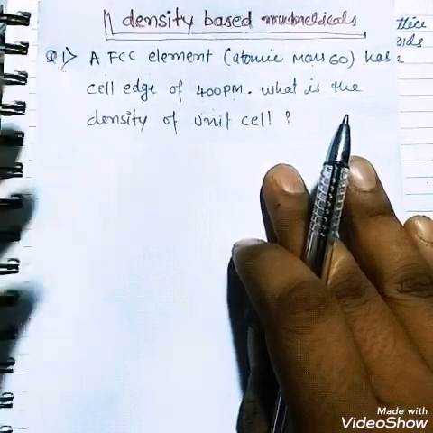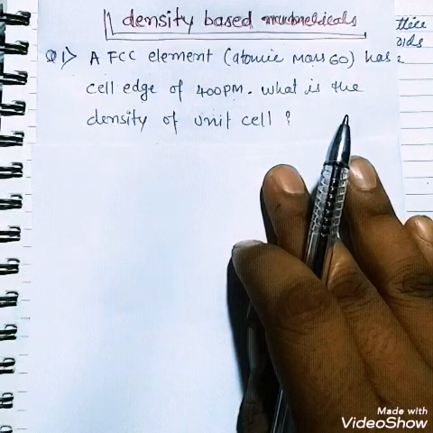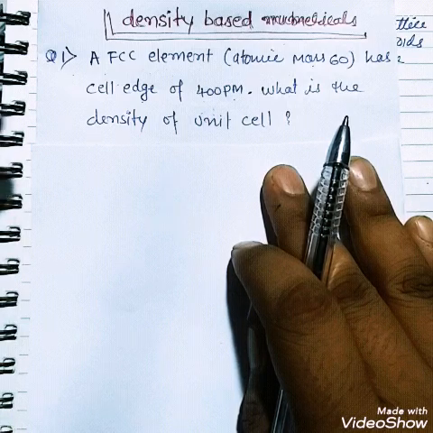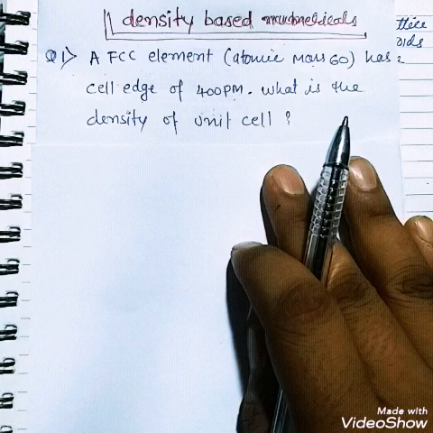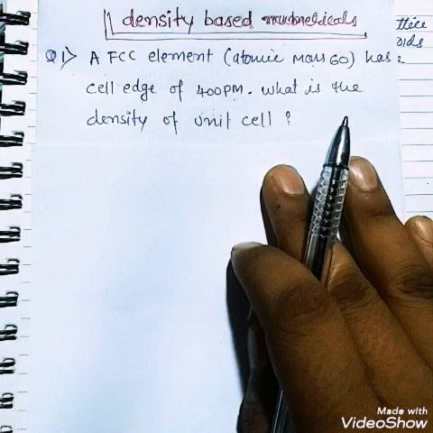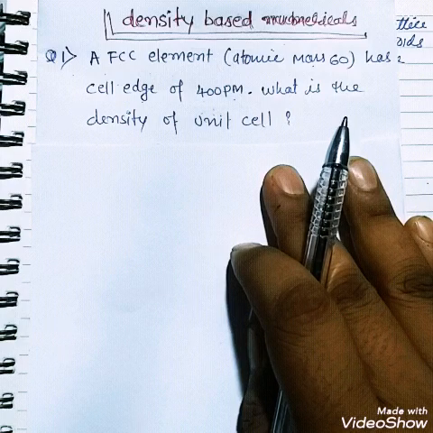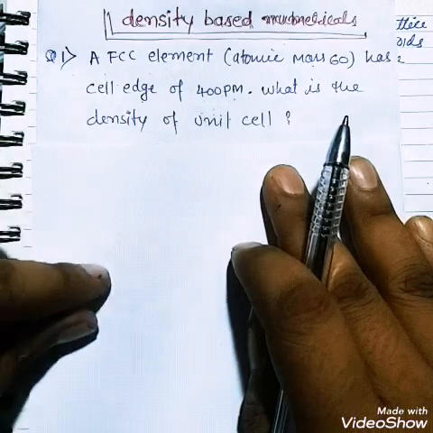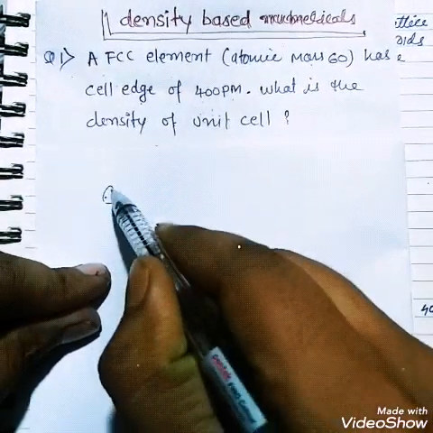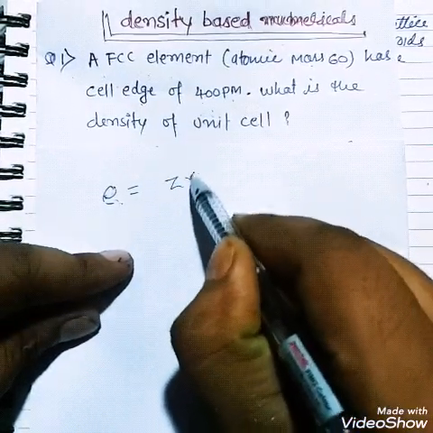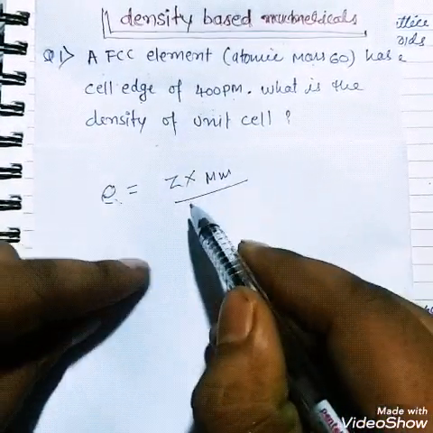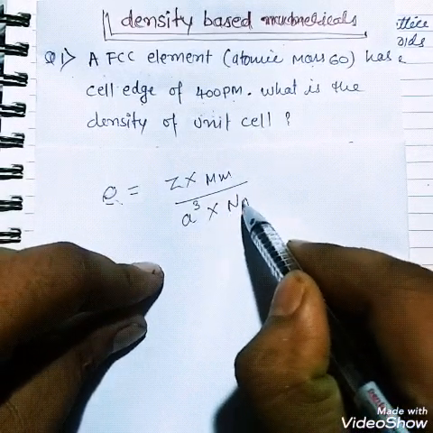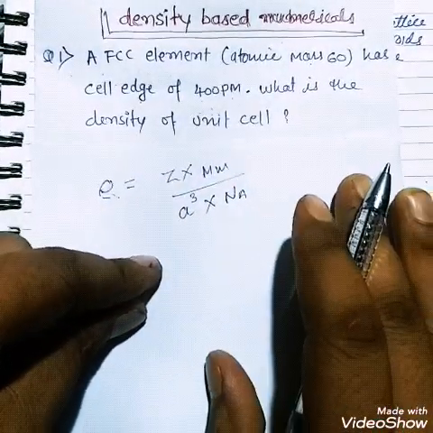Now see here. First of all, for this type of question, many students are very poor in mathematical equations. So first of all, the formula is important. You can write the formula: rho equals Z into molecular mass upon volume into Avogadro number.